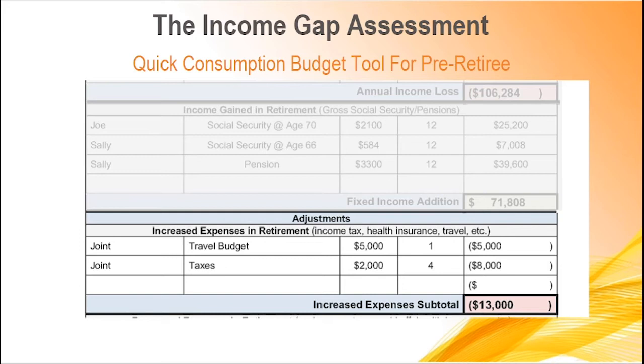Now the third section is going to account for any adjustments. So we could have adjustments in the form of increased expenses in retirement, and we could have adjustments in the form of decreased expenses in retirement. Some examples of increased expenses in retirement could be income taxes. For example, maybe we now need to make estimated tax payments because of the gross pension number and the gross Social Security number that we showed up top earlier.